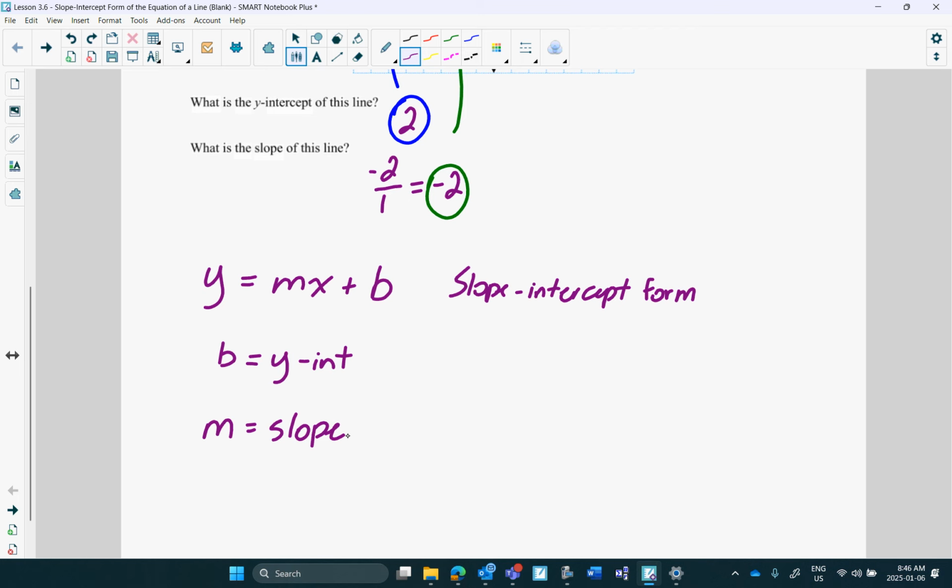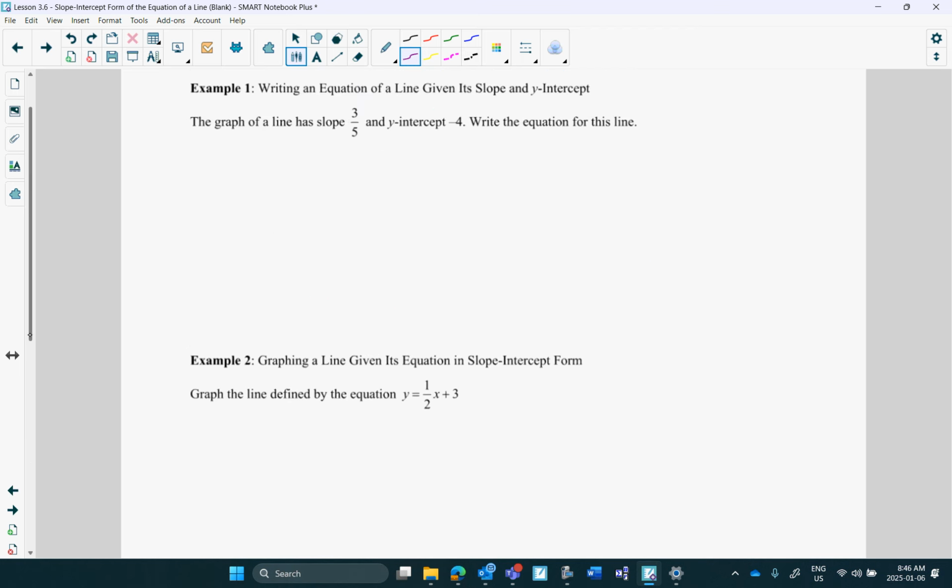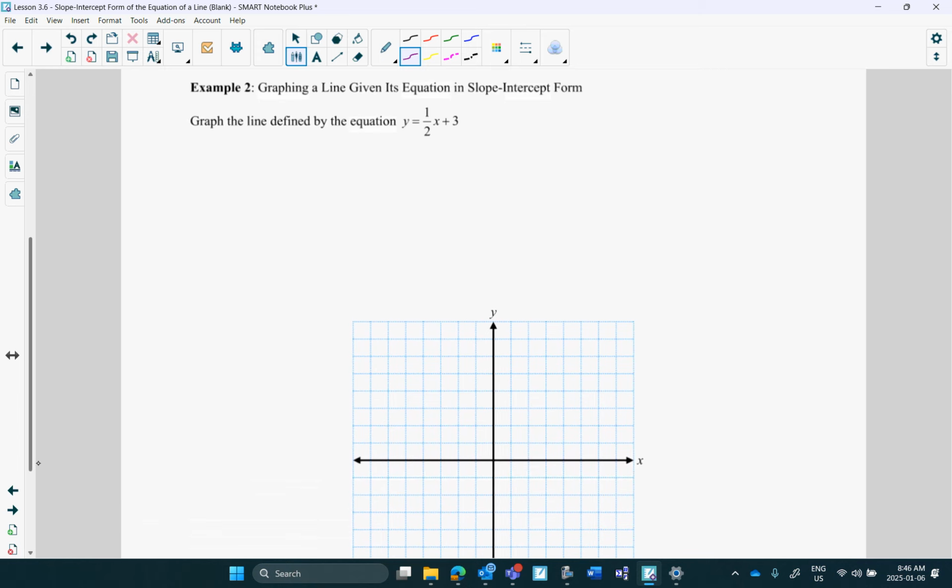So I'm going to actually skip to this example. We're going to do example 1, but I want to show you this one first, how it works. So when you graph using this method, first of all, you have to ask yourself, is it in this form? y equals mx plus b. Well, yeah, y equals some number x and then some number at the end. So yes.